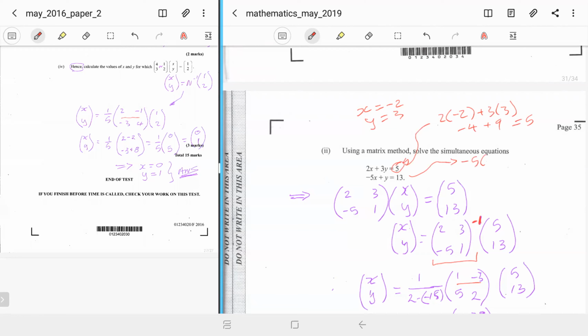Test it in this one now. Negative 5 times negative 2 plus the y value, which is 3. This works out to a positive 10 plus 3. 10 and 3 is what? 13. Bam, that's 13. So the answer is correct when you test them.